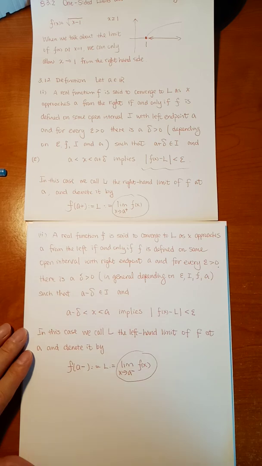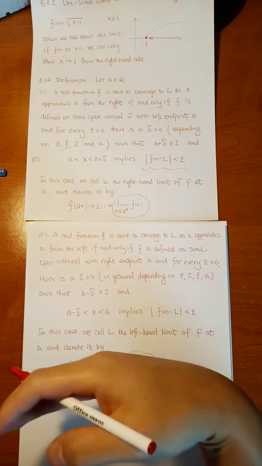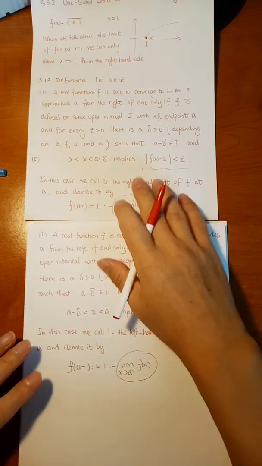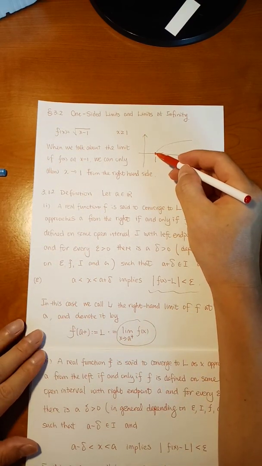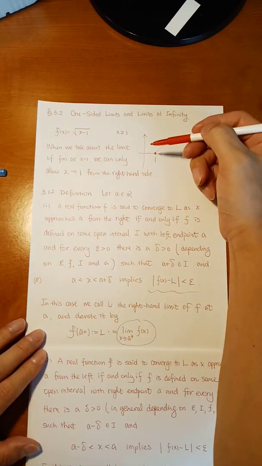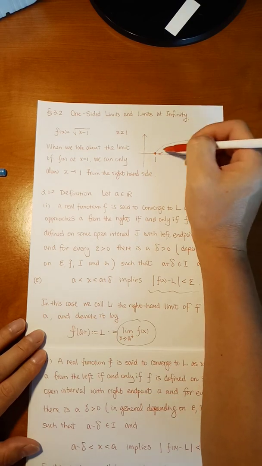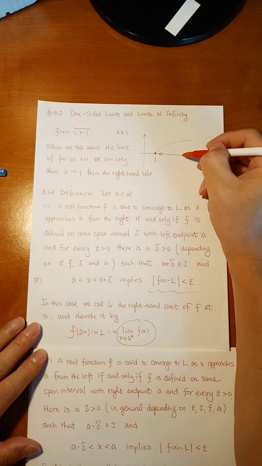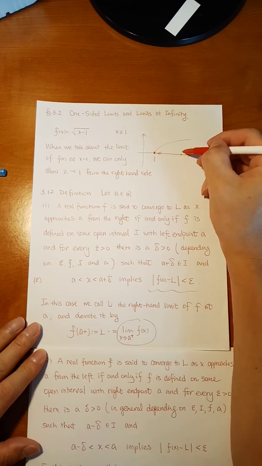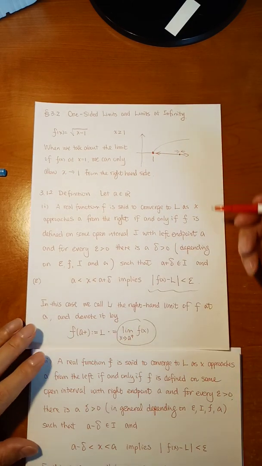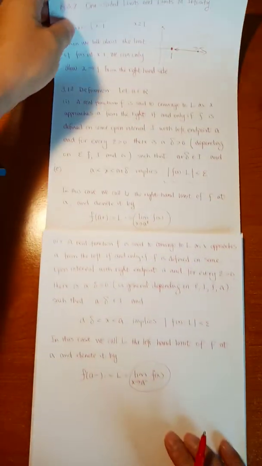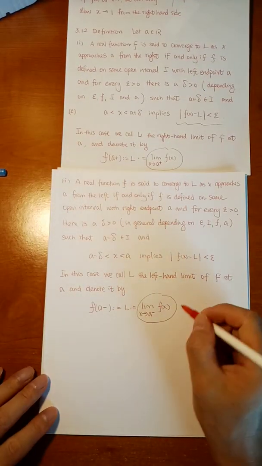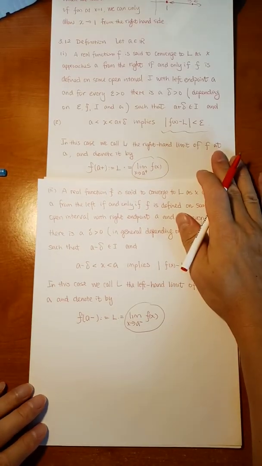Okay, so we have a right hand limit and left hand limit, from right or from left. Sometimes, for example, for this function, if you talk about the limit at 1, you can only talk about the right limit because the domain of f is on the right side. But if you talk about any other point greater than 1, you can talk about the right limit, and you can also talk about the left hand limit. Okay, so it depends on how your function is defined. Okay, example.